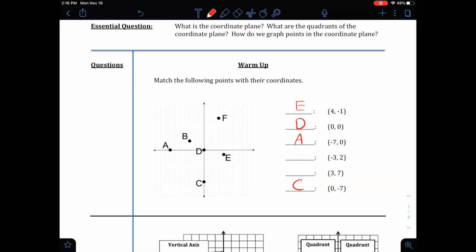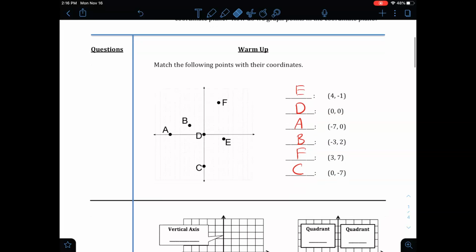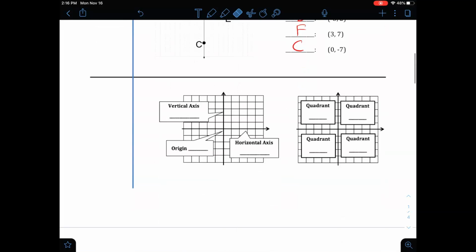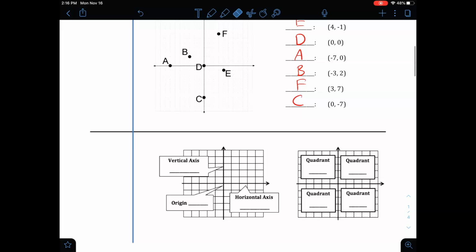All right, -3, 2. That's going to be left 3 and up 2. So we go left 3, we go up 2. That's going to be B. And the last one is 3, 7. We're going to go right 3. Positive 3 for your x value is right 3. Up 7 is going to be F. And there is what you should have gotten. If you got all those, good job. Way to go. This is a review from middle school math, so hopefully it's not too challenging, but it is so tricky for a lot of people, so it's a good thing we're going through this stuff here.